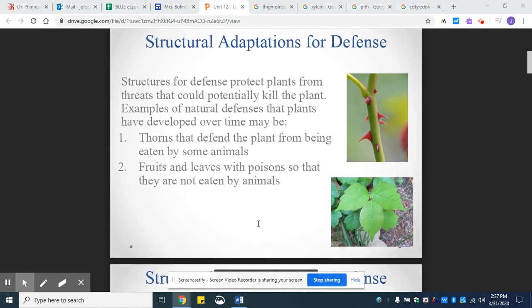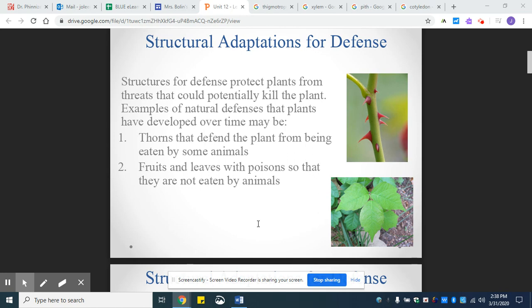All right, first section, structural adaptations for defense. Structures for defense protect plants from threats that could potentially kill the plant. Examples of natural defenses that plants have developed over time may be: 1. Thorns that defend the plant from being eaten by some animals. 2. Fruits and leaves with poisons so that they are not eaten by animals. And if you look at the pictures, obviously trying to bite into that thorny plant up above would be really hard to do.